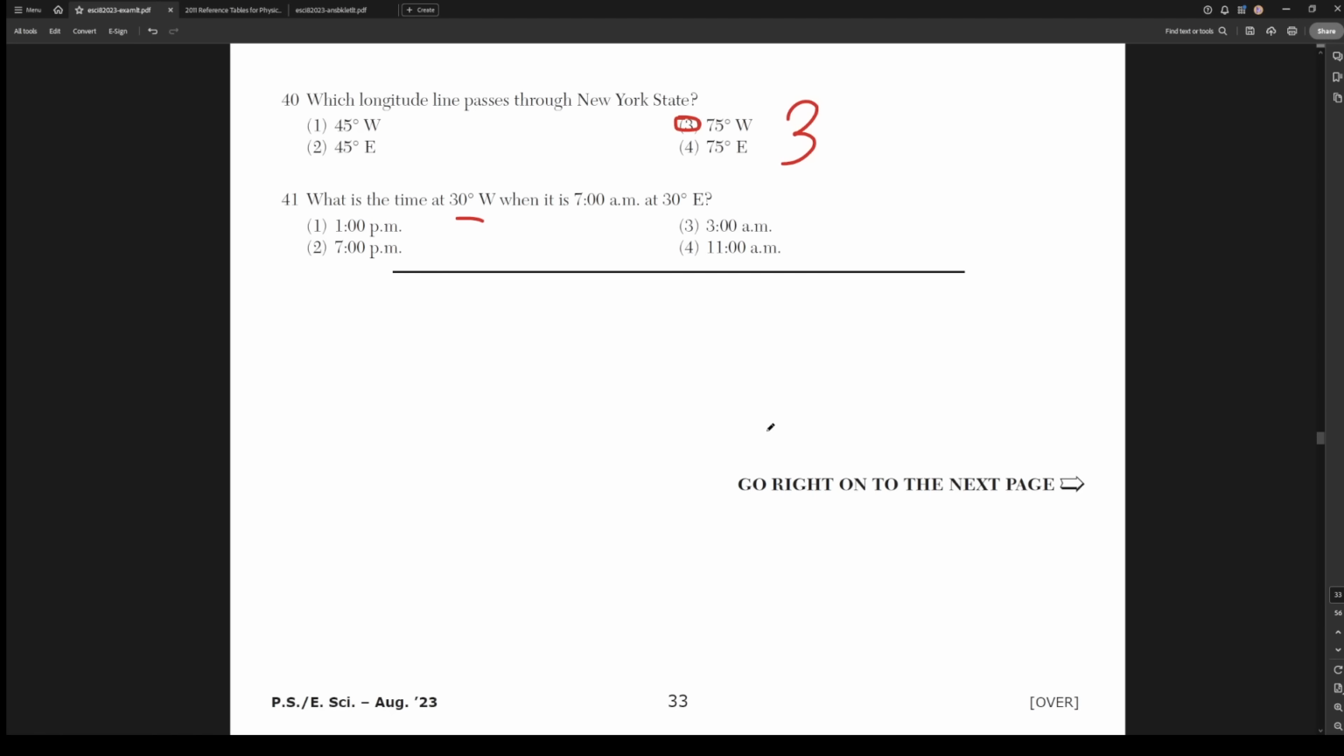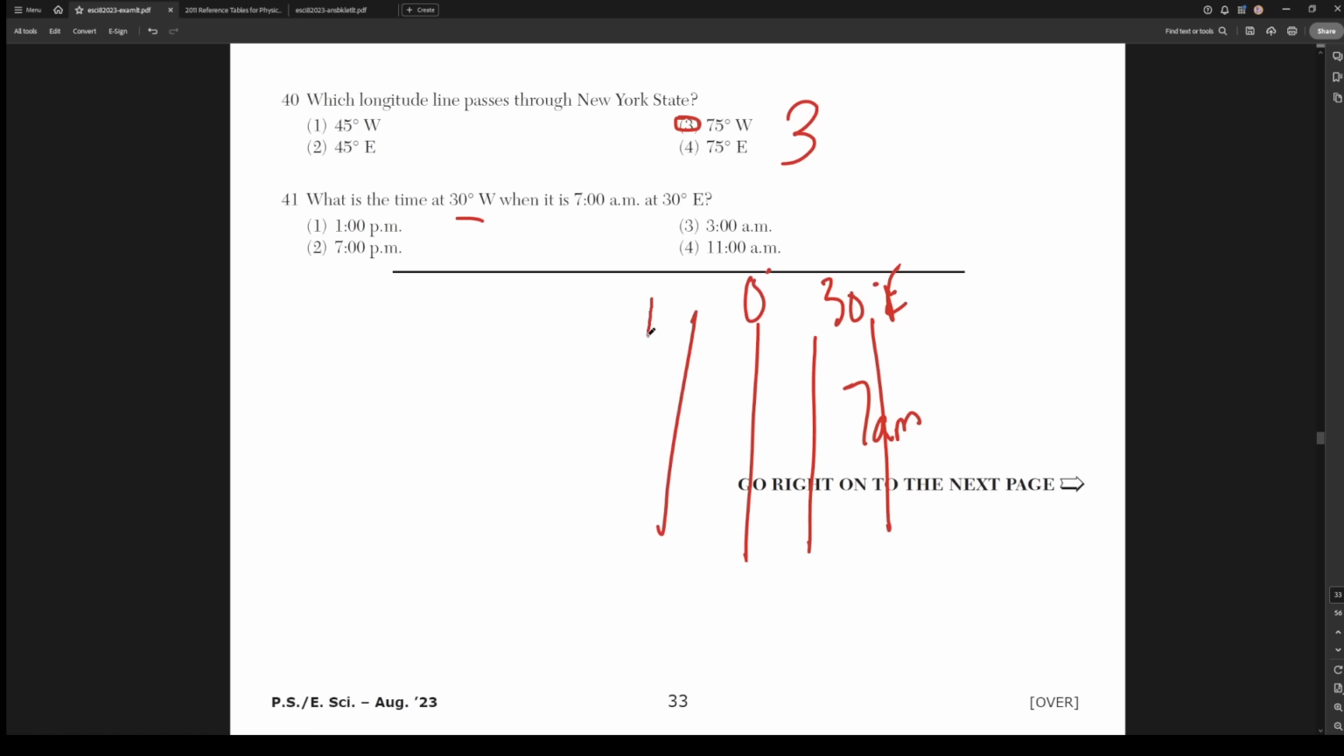So I don't want to use that chart, so I'm just going to go like this. 7 a.m. at 30 east, and I need to know what is it at 30 west. Okay, so here's 15 east. Here's 0. Here's 15 west. Here's 30 west. So what is it there? 7, 6, 5, 4, 3 a.m. 3.